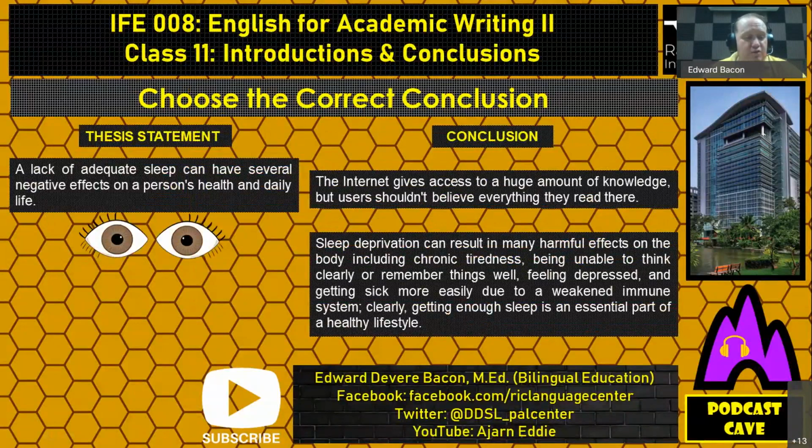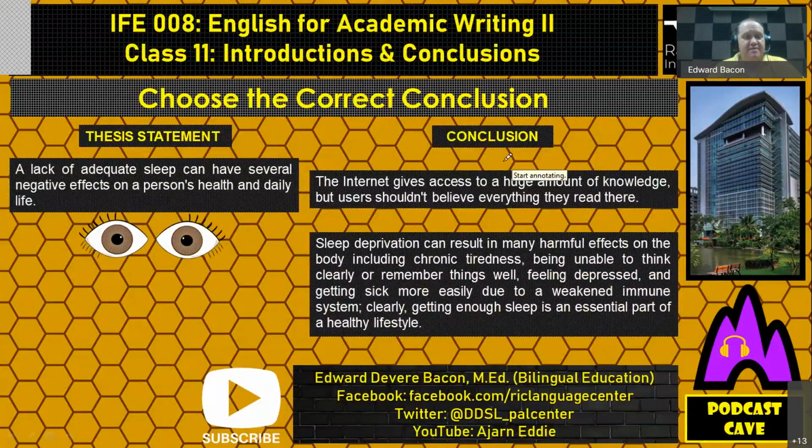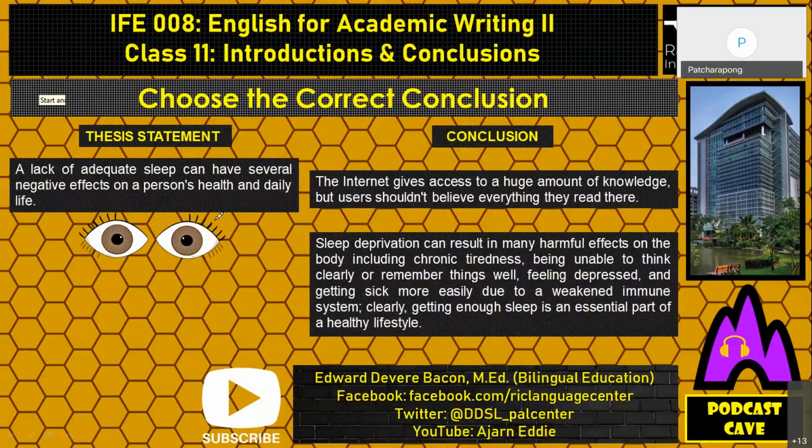Paturabong, can you choose somebody? Ning, are you there? Ning? All right, you want to choose somebody else? Minta, are you there?